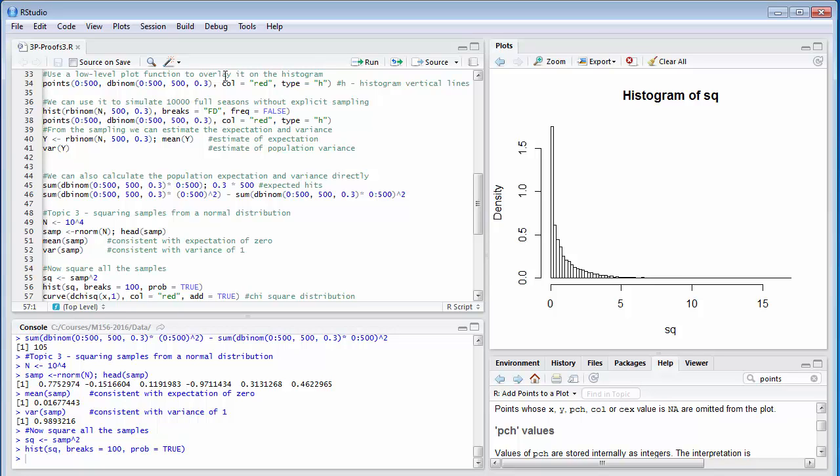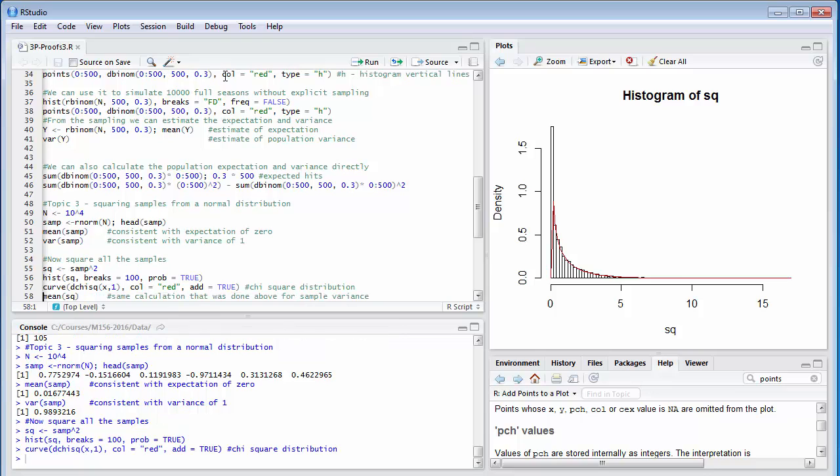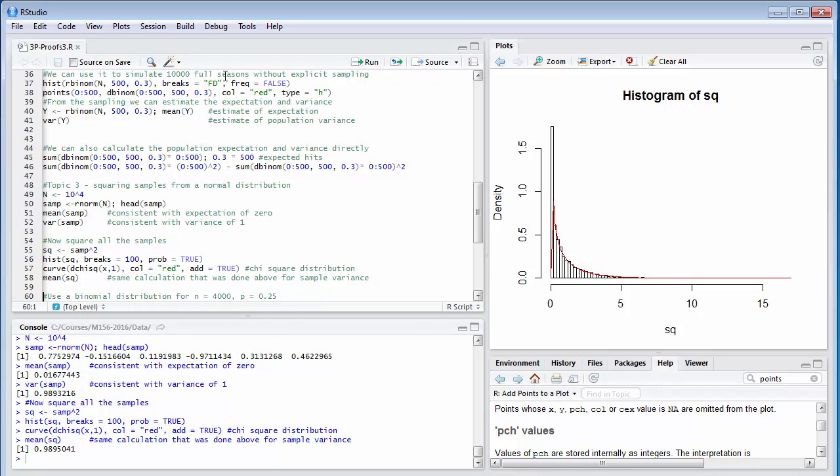But this is supposedly a chi-squared distribution with 1 degree of freedom. So let's overlay the probability density function for that, dchisq, d for density, and 1 means 1 degree of freedom. And it really does match up quite nicely, doesn't it? When I ask for the mean of this, I'm doing exactly the same calculation that I did for sample variance, so I'm not surprised to get something very close to 1.